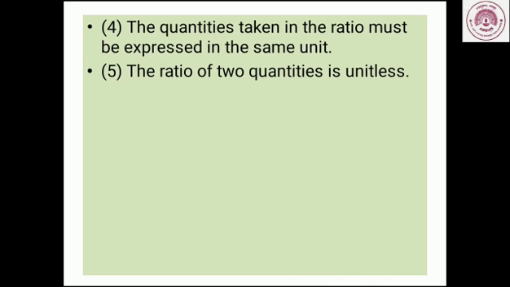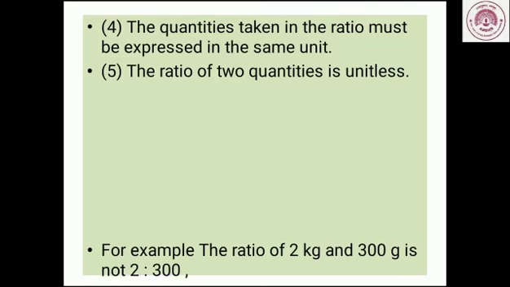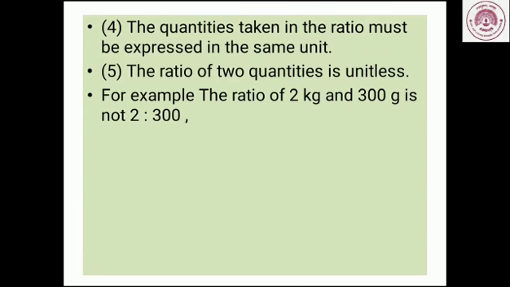Fourth one, the quantities taken in the ratio must be expressed in the same unit. The ratio of two quantities is always unitless. For example, the ratio of 2 kg and 300 gram is not 2:300, but it is 2000:300 because 2 kg is equal to 2000 grams.